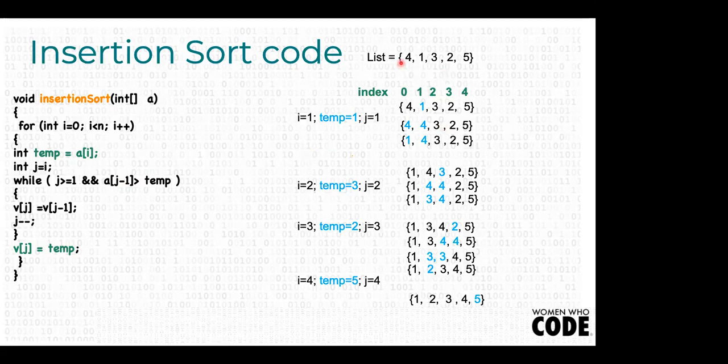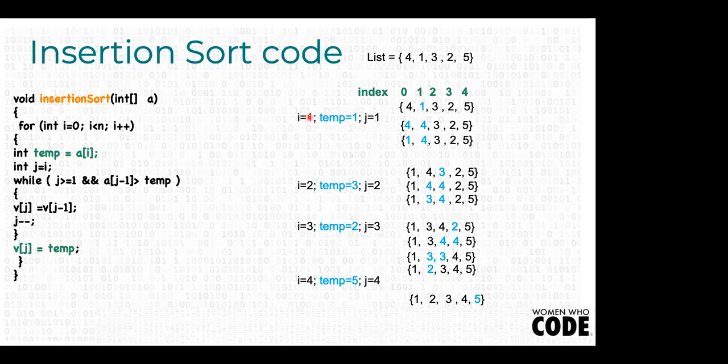So here is a list. We have 4, 1, 3, 2, 5. I'm skipping index 0 because at index 0 we're not doing anything. Only if j is greater than or equal to 1 does it go into the while loop. Since the first element we already consider as sorted, we'll start here from index 1.